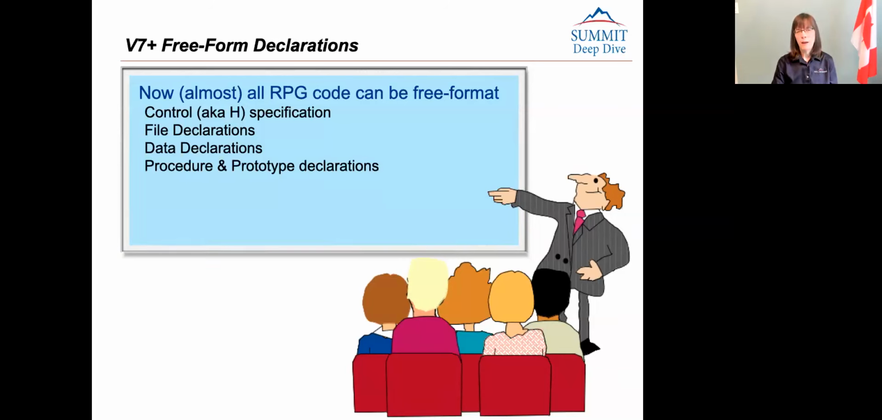Let's get into something that's a little more complex, and that is the freeform declarations. Almost all RPG code can be free format now. Basically, the only thing that cannot be is there is no replacement for the I and O specs. But of course, we don't really use I and O specs very much anymore with modern RPG, so that's really not much of an issue for most shops. So we're talking about the H spec or the control spec, our file declarations, data declarations, and procedure and prototype declarations. So let's just go through and take a quick look at what those look like.